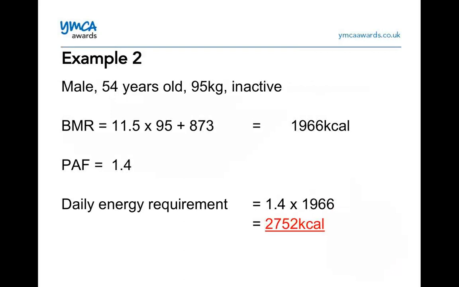So for example, you've got Mal, 54. He's 95 kilos, inactive. So his BMR is 11.5 times 95, because that's his weight, plus 873. It gave him 1,966 calories. Once he added his physical activity factor of 1.4 for an inactive Mal, it then gave him an energy requirement of 2,752.